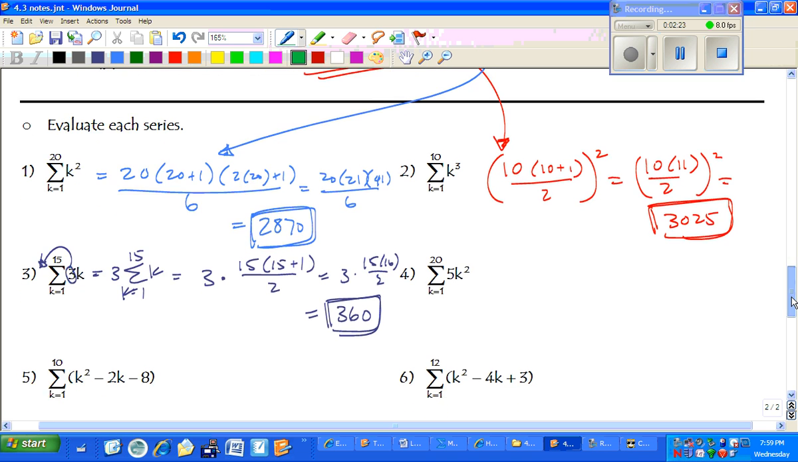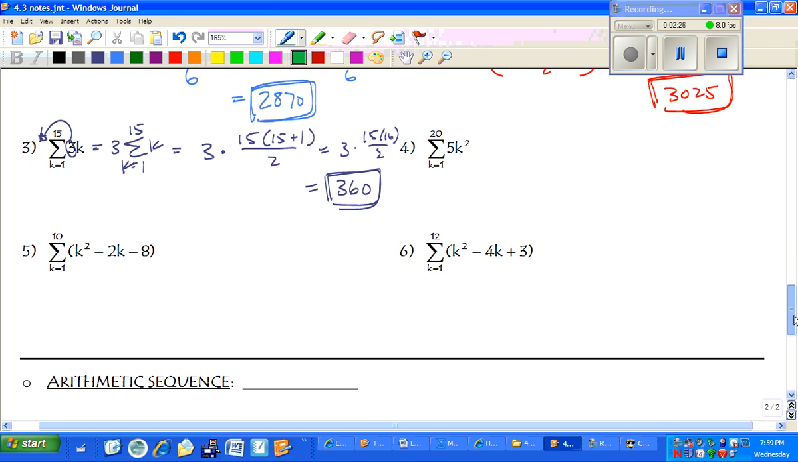Let's look at one more together before you try a couple on your own. For number 5, this one we want to break apart. We have 3 parts here. We can split this up using those different properties of those theorems that we talked about.